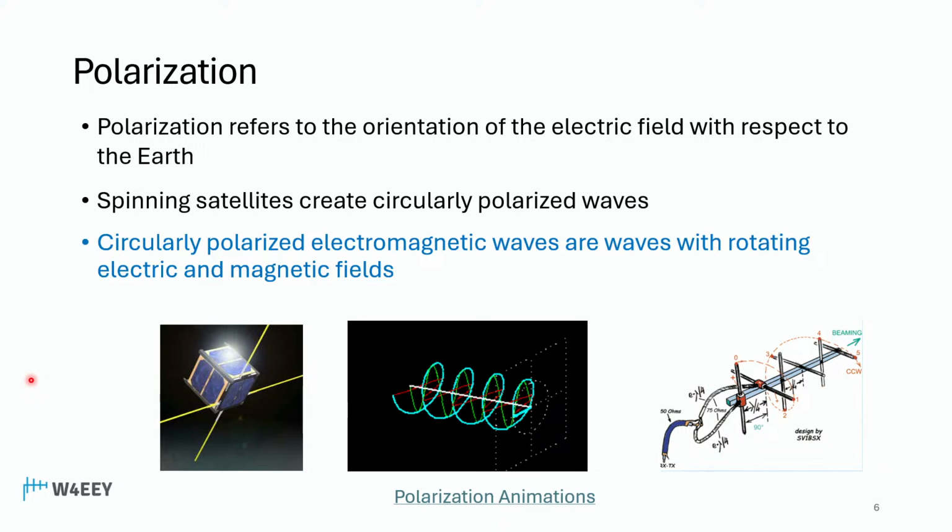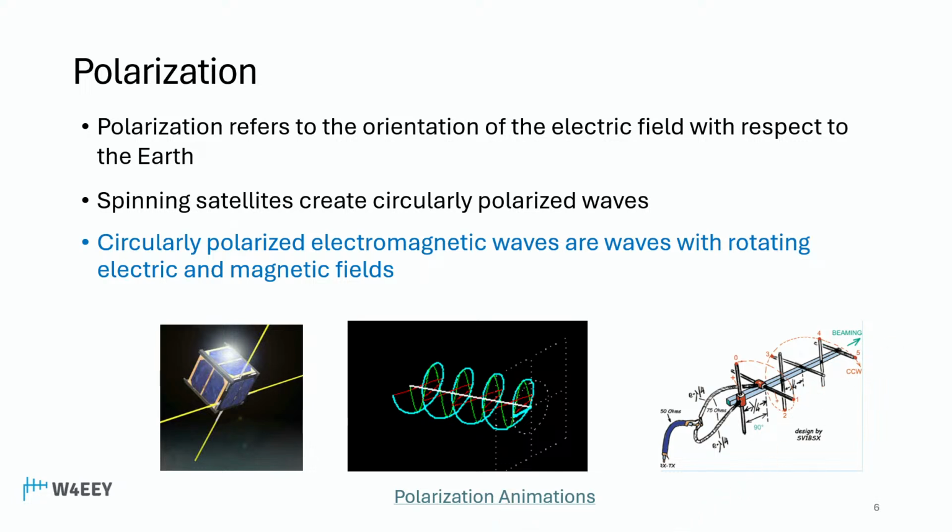So circularly polarized electromagnetic waves are waves with a rotating electric and magnetic field. And there are ways that we can simulate that in our antenna to pick that up. But it can be a little tricky because you've got right hand and left hand polarized waves, and the antenna's got to be set up accordingly.